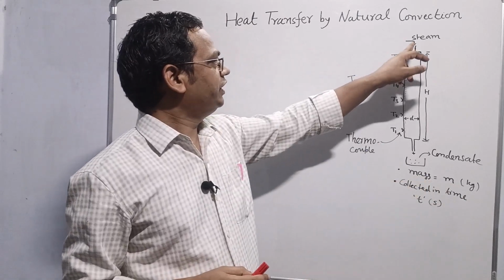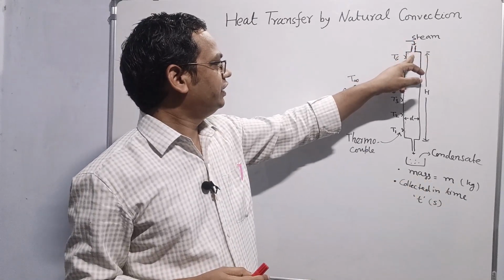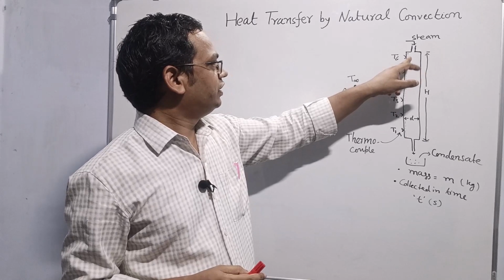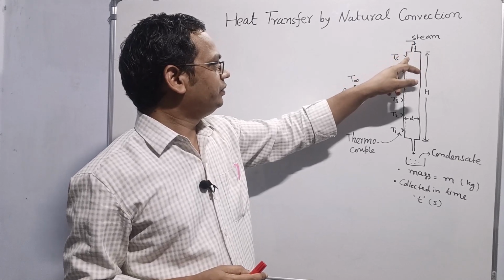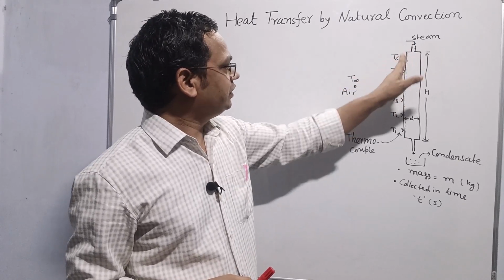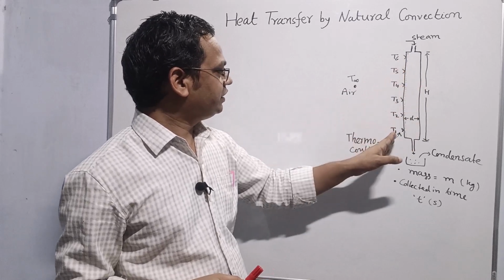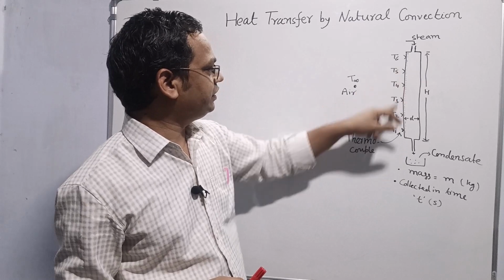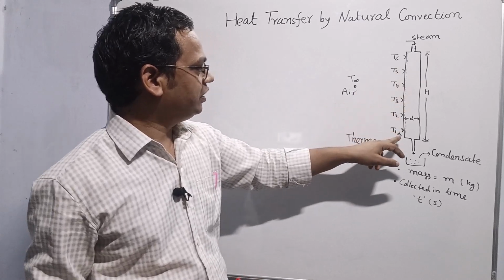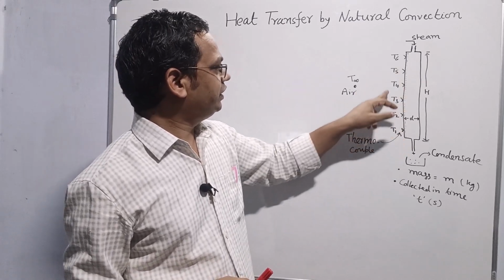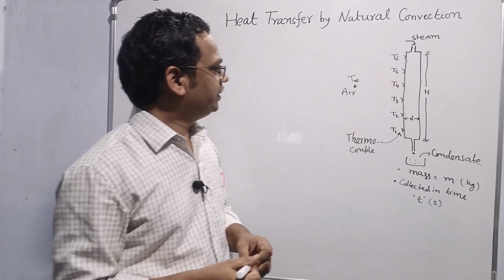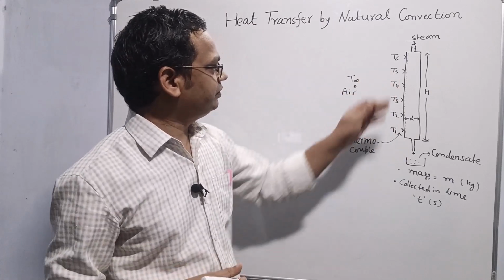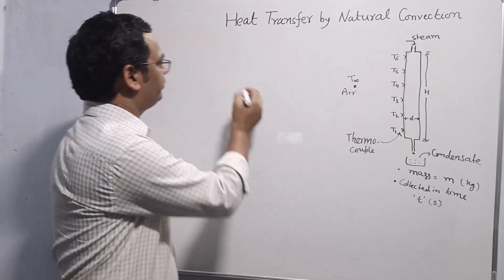So what is happening here? Steam is entering, it condenses, therefore steam will lose its latent heat. The outer surface temperature is measured using the thermocouples. There are several thermocouples. Here, six thermocouples are attached at the outer surface of the tube: 1, 2, 3, 4, 5, and 6. Therefore, we will have average temperature of the outer surface that we can find.